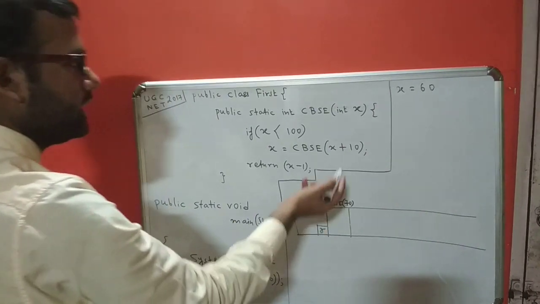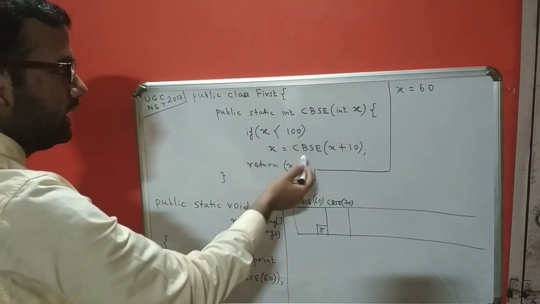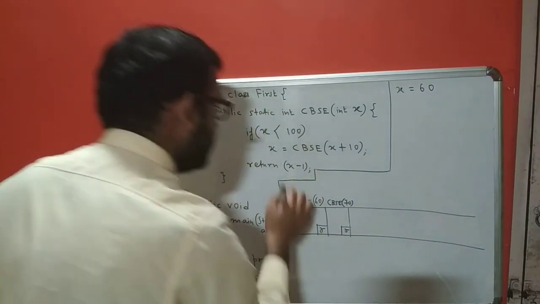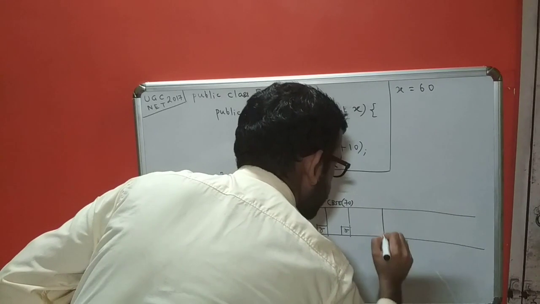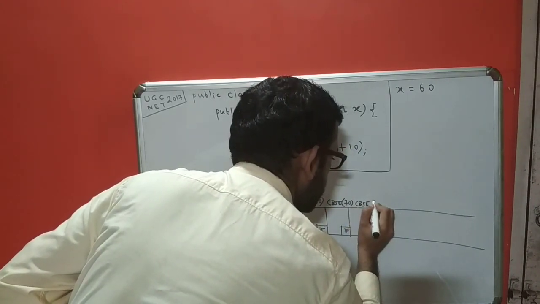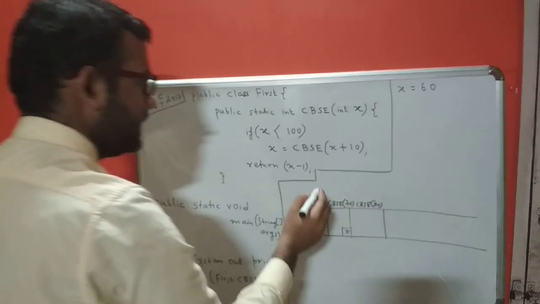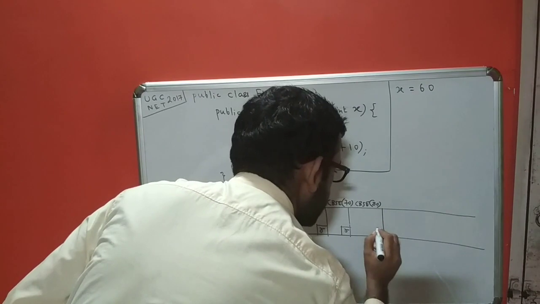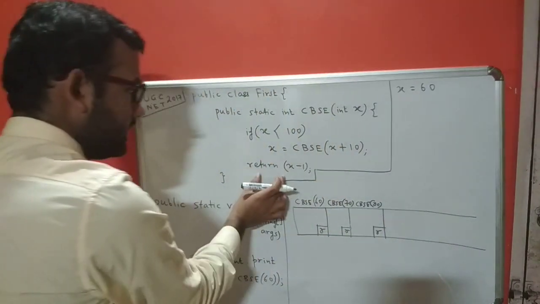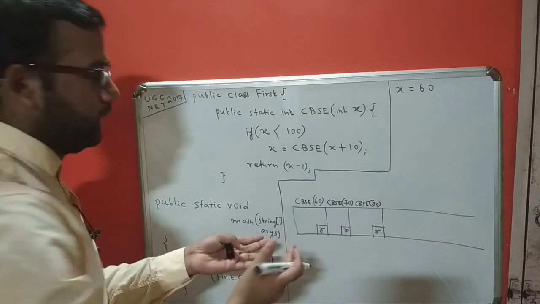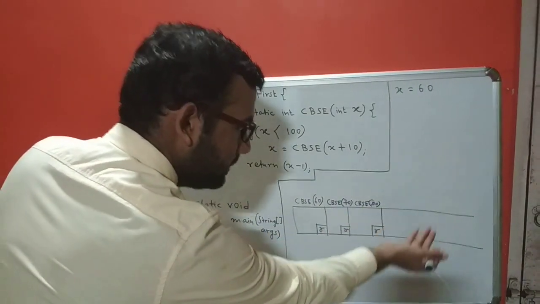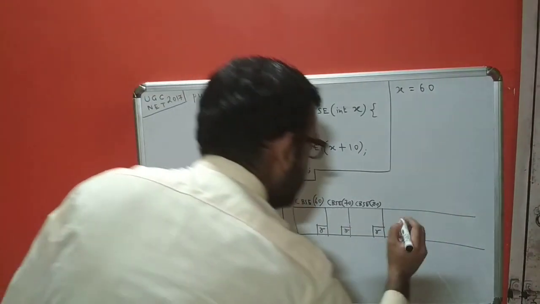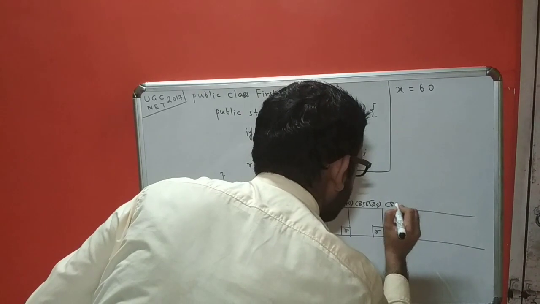With cbse of 70, again the condition is satisfied. cbse of 70 will now call cbse of 80. And on return, it will execute this statement. So, cbse of 70 invokes cbse of 80. And cbse of 80 again satisfies this condition and in turn invokes cbse of 90. And once it returns, it will execute this statement on the return value. That means the value that cbse of 80 will get from cbse of 90, it will return that value by subtracting 1 from it.